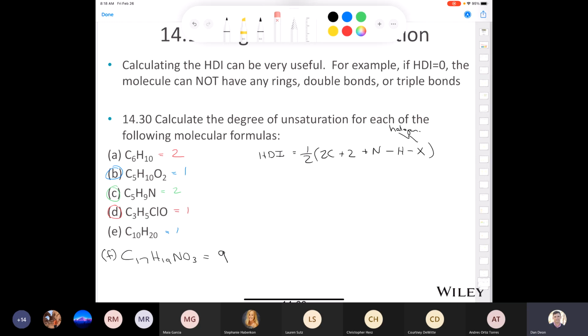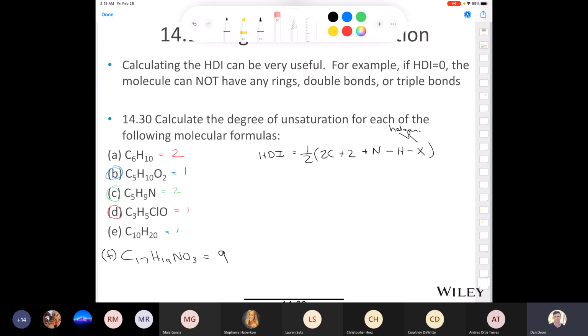So that basically covers the rest of the chapter. That's it, people. So we've covered everything. And again, we can always use the HDI to determine the number of units of unsaturation, right? And then we would use that in conjunction with something like an infrared spectrum or something of that ilk to help us determine the identity of our compound.